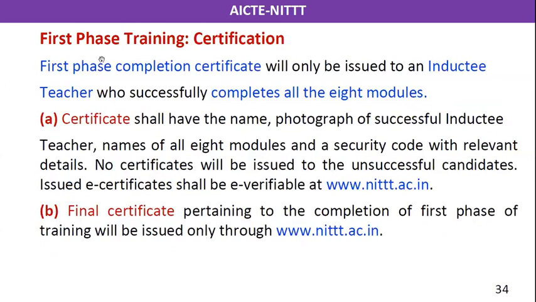So now, first phase training certification. The first phase completion certificate will only be issued to an inductee teacher who successfully completes all the 8 modules. The certificate shall have the name, photograph of the successful inductee teacher, names of all 8 modules, and a security code with relevant details. No certificate will be issued to the unsuccessful candidates. The issued e-certificate shall be e-verified at this website, nittt.ac.in. Then the final certificate pertaining to the completion of the first phase of training will be issued only through this NITTT website.